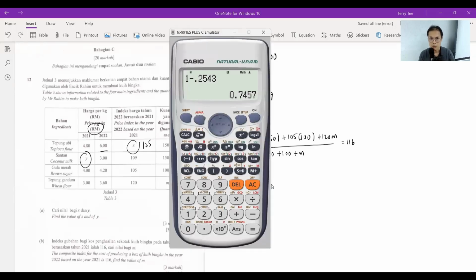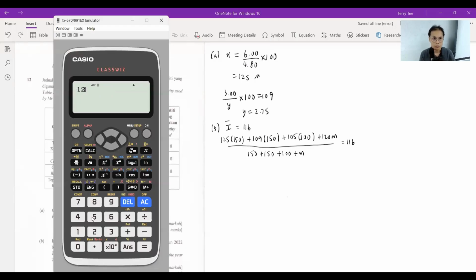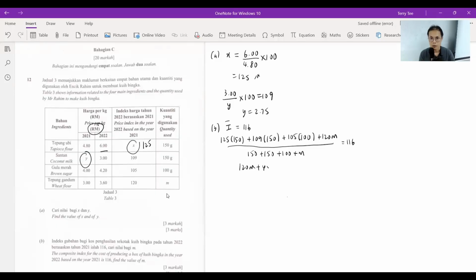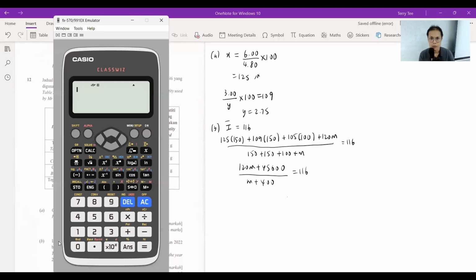Okay, so let me just use this calculator. 125 times 150 plus 109 times 150. And then 105 times 100. So 45600. So 120M plus 45600 divided by M plus 400, the result equals 116. Okay, now you can do it manually, or you can use your calculator to actually solve this. I'll show you how to use a calculator.